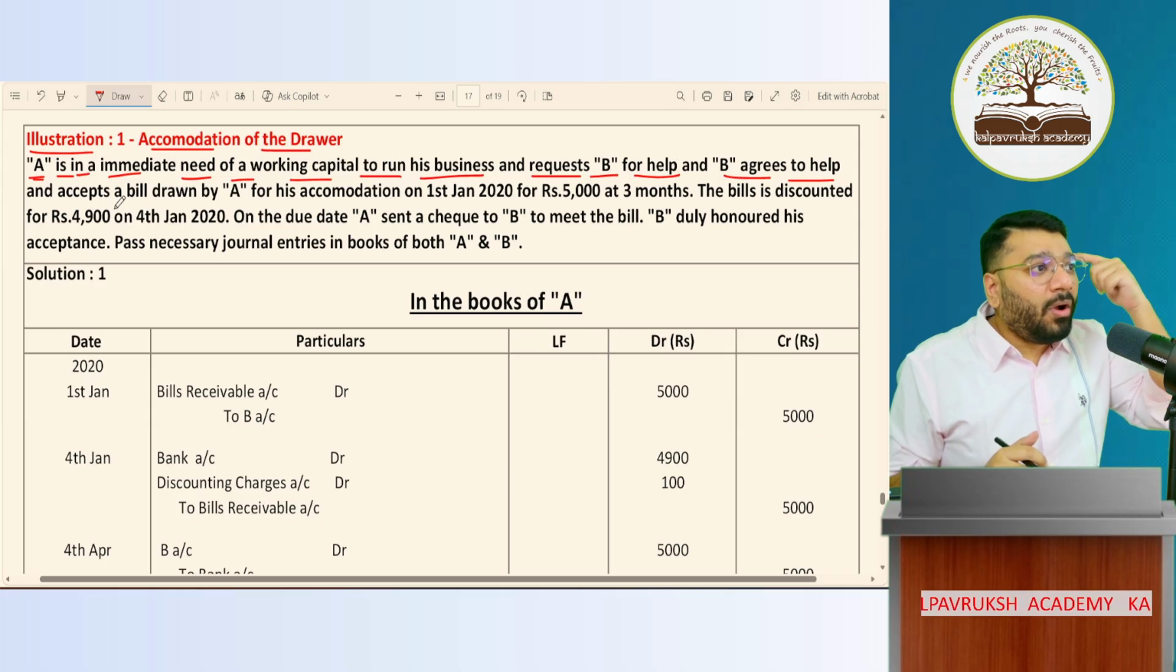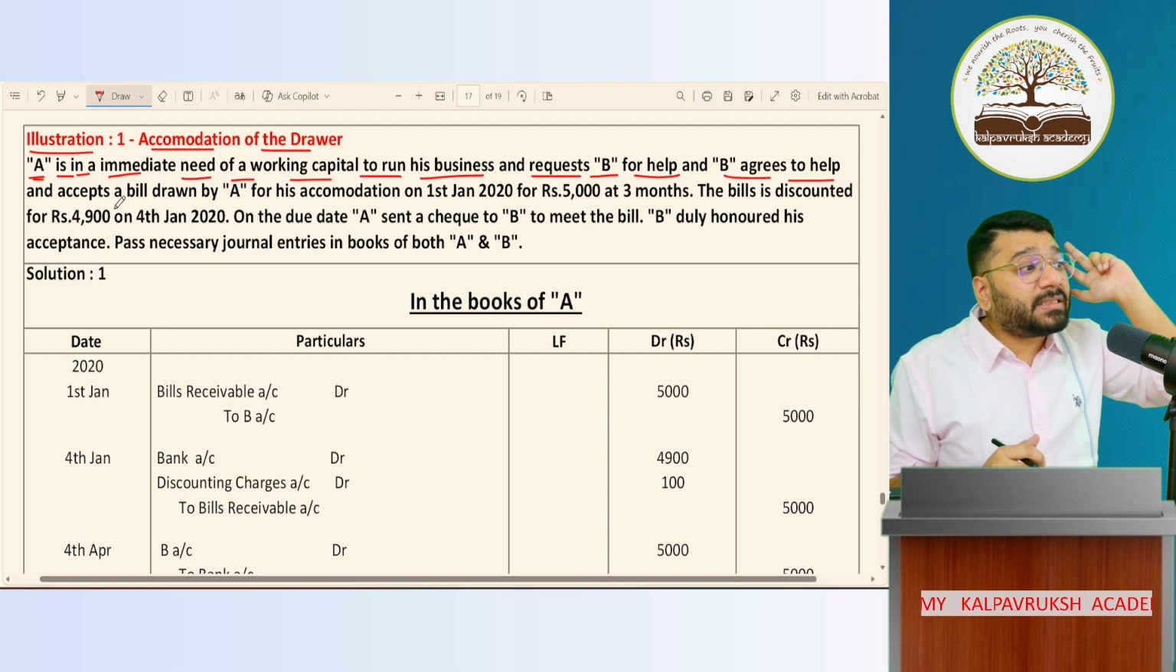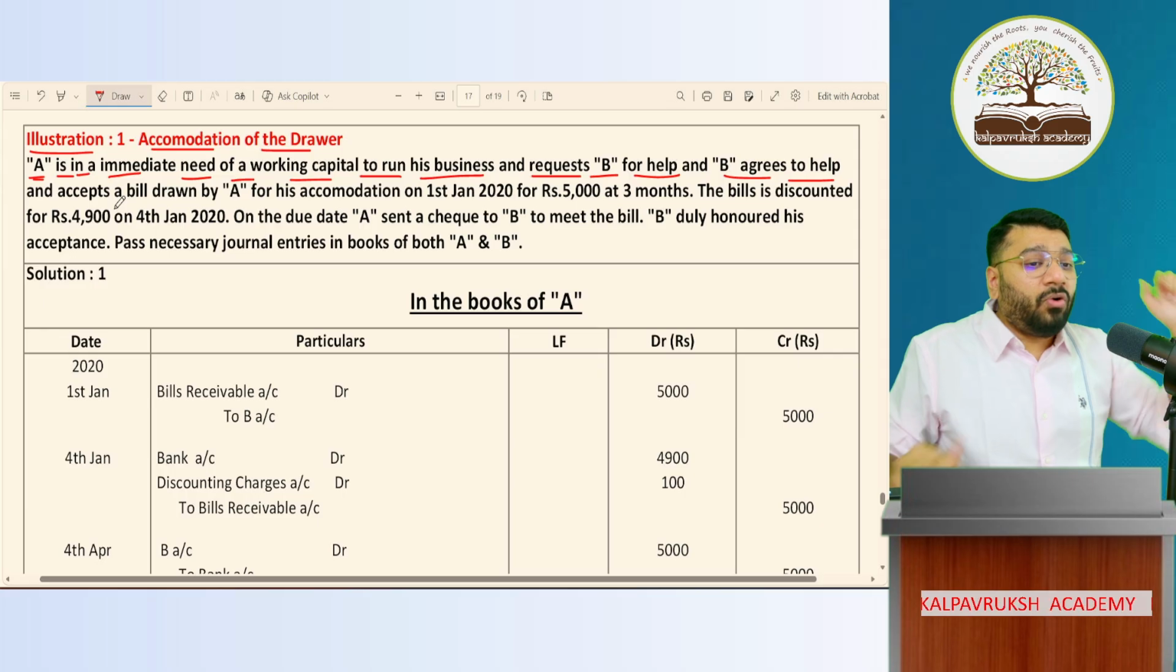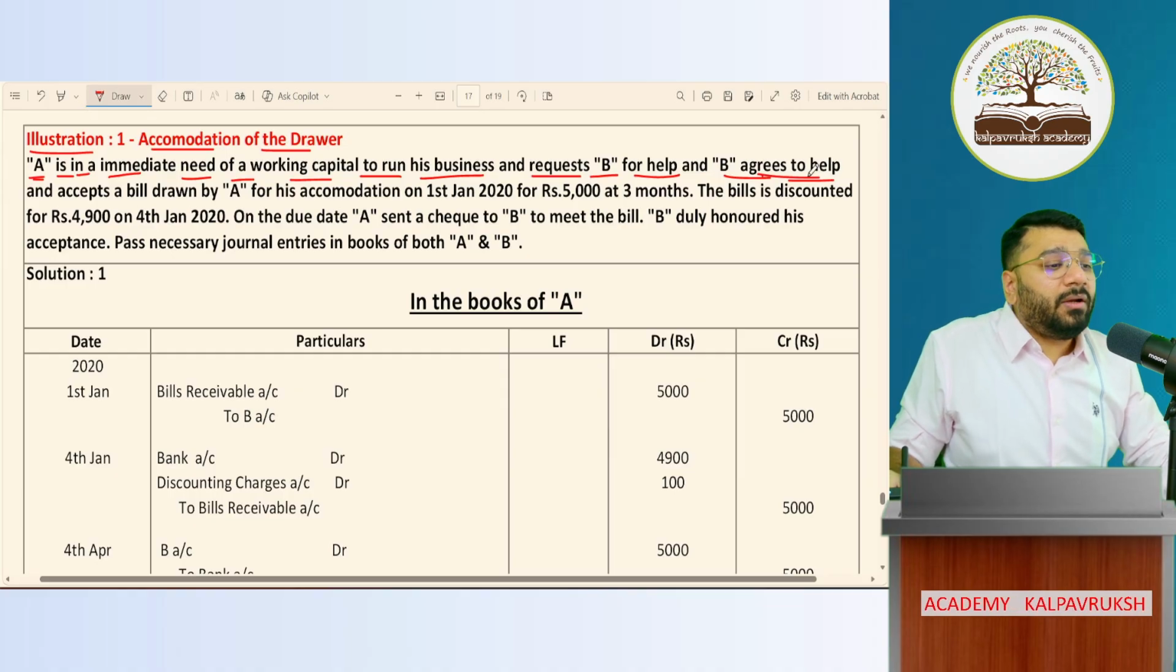Then what will A do? Alternative. Okay, right. We studied the concept of bill of exchange. Means what? If I draw one bill on B and if B accepts it, I can get this money discounted from the banker. So now A intimated this concept to B, to which B agrees to help. Got it, not got it?